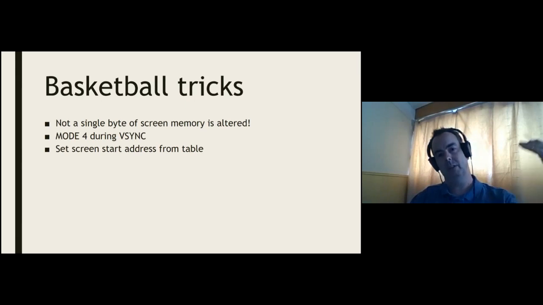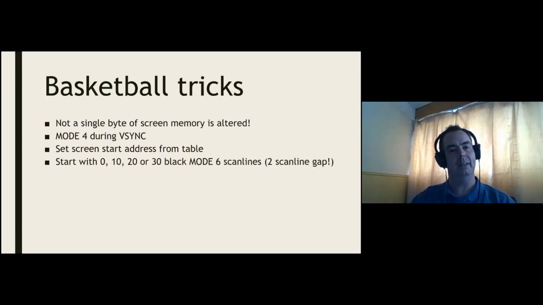And when you reach the top of the screen, and you know exactly where it is because you're still counting the cycles, you select a screen start address from a table, carefully select the table, which was also an experiment to find that. And at the top of the screen, I skip 0, 10, 20, or 30 mode 6 scan lines. So I switch to mode 6, and I have to skip a few scan lines. And the trick here is, as you may know, mode 3, mode 6, also on the BBC, also on the Electron, they have a 2 scan line gap between each character row. And this is the trick we are exploiting.